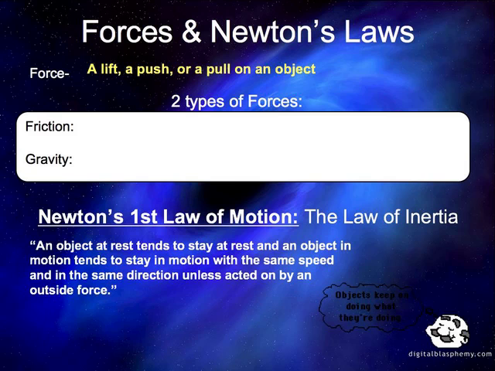And we talked about 2 special types of forces in Newton's laws. Friction, which is what? Yes, it's a force that resists motion. When 2 objects are in contact, moving across one another, there's always some amount of friction slowing down that movement, resisting that movement. And then another special type of force, gravity.